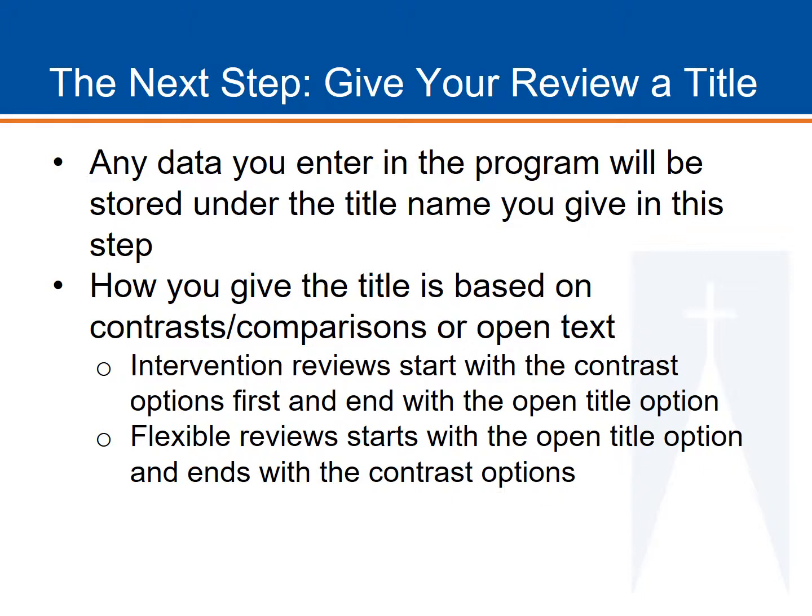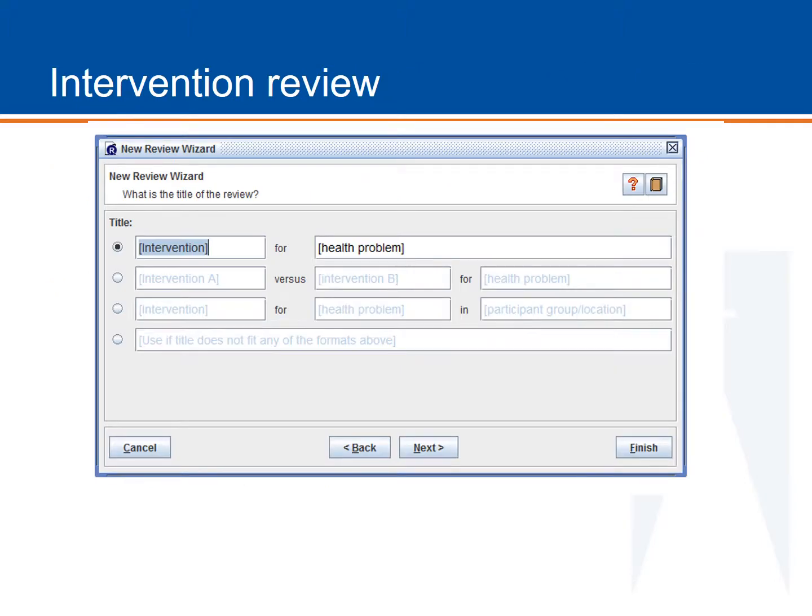So how you give the title is based on contrasts, comparisons, or open text. The intervention review is designed to start with the contrast option, so the intervention versus outcome, and then ends with the more open title option, but you can click right to the open title option. The flexible review starts with that open title option and ends with the contrast. So here is an example of the title process.